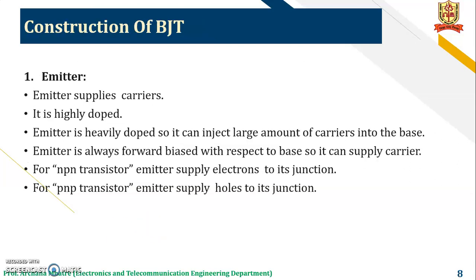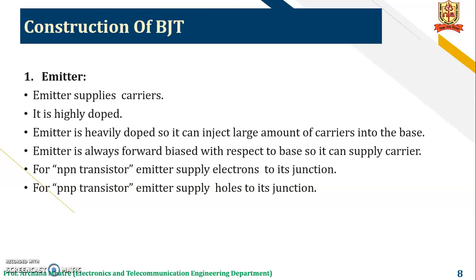Now construction of BJT. There are three terminals of BJT: emitter, base and collector. First terminal is emitter. The emitter supplies carriers. It is highly doped region. The emitter is heavily doped, so it can inject large amount of carriers into the base. Emitter is always forward biased with respect to base, so it can supply the carriers.